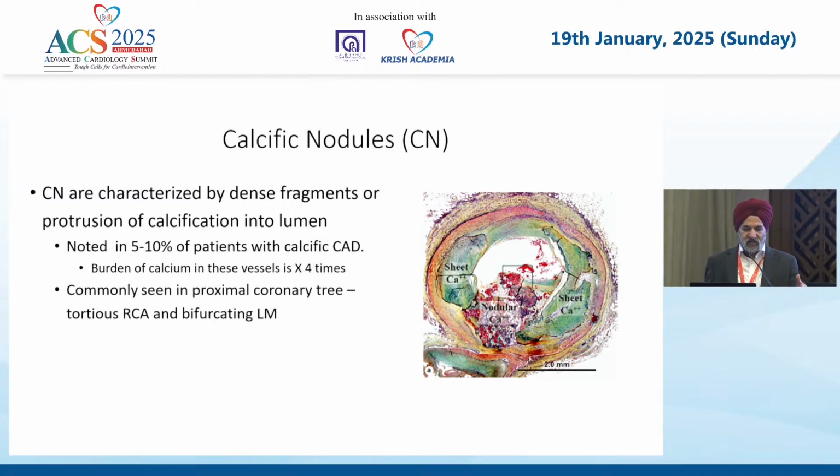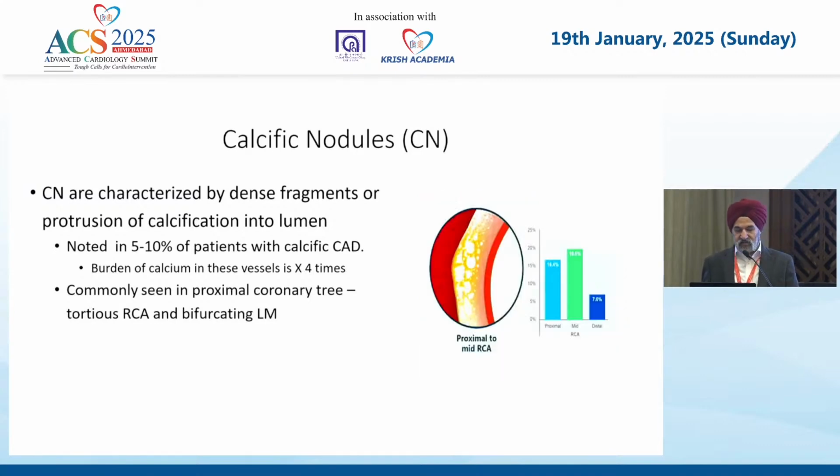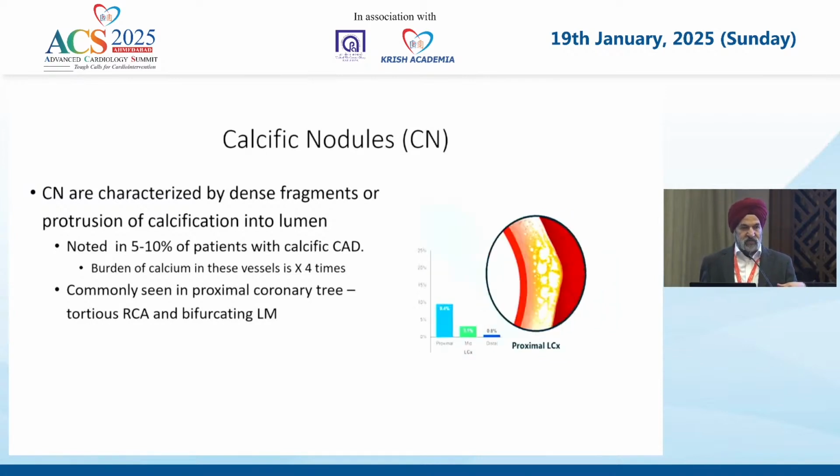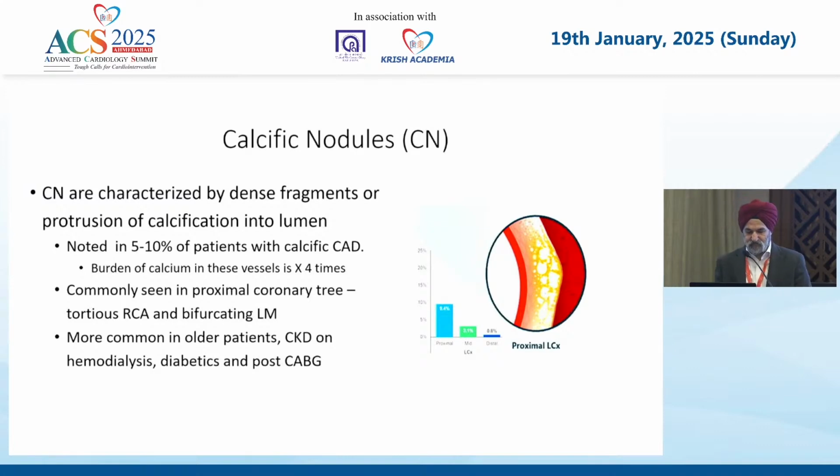Now, it's generally seen in the proximal segments of all the large vessels. That means, as you can see on the slide, the proximal or mid part of the RCA, the proximal LAD, as well as the proximal circumflex. Why this part? Because this is the portion where you have a larger necrotic core, and a big gap between the intima and the media. So more plaque buildup can happen in these areas.